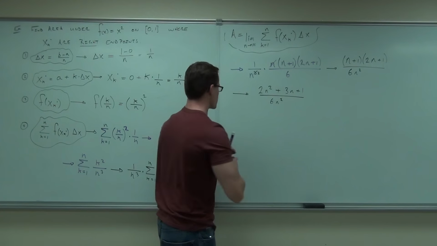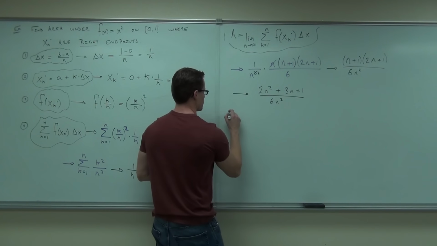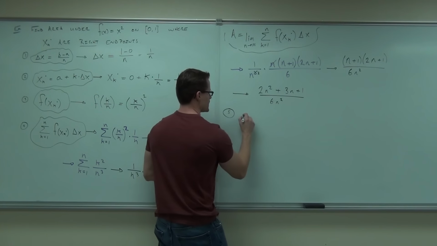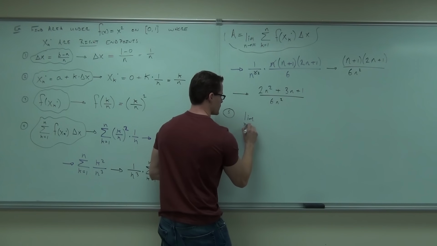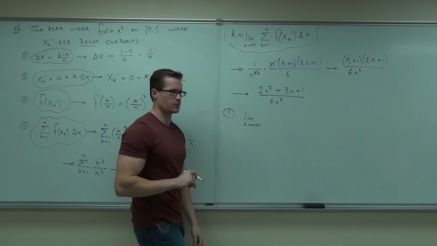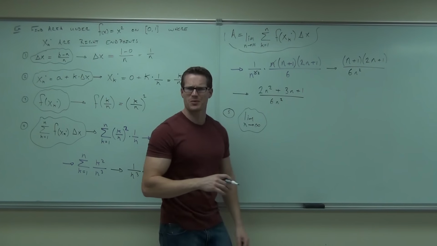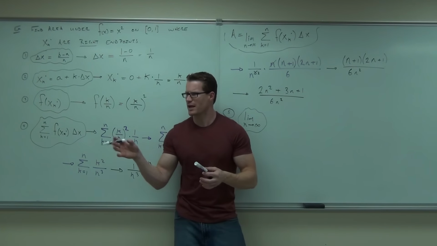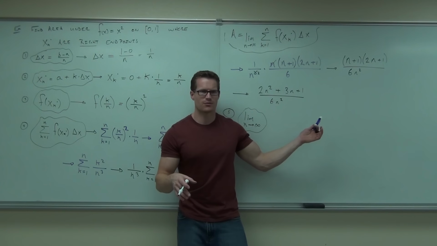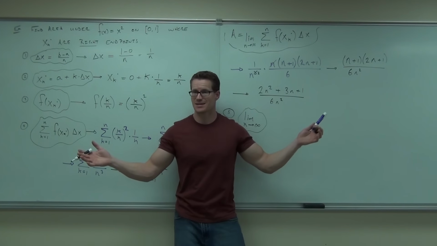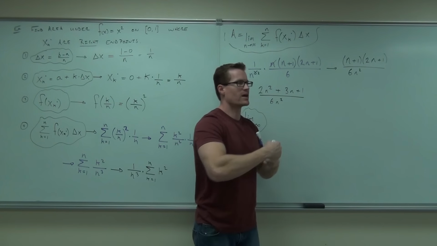Here's the 5th and final step. Take a limit as n goes to infinity. That's it. Notice the variable we ended with. That's kind of cool. We want n to go to infinity. What's the only variable we have? Fantastic. That's great. Why is that going to happen?